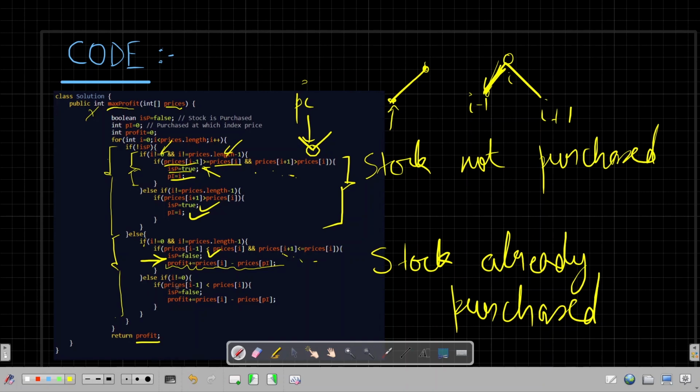Similarly, the special condition when i is not equal to 0, I am handling that here. What we can do is check the previous one also. If it's 0, then we can't check i minus 1. So here we are handling the first index, and here we are handling the last index. It's just like that. Some special base conditions are used.